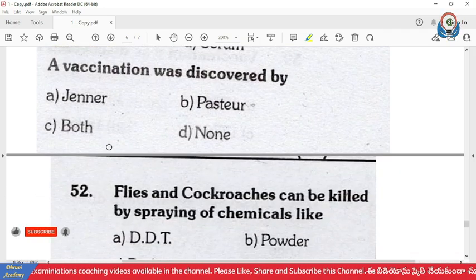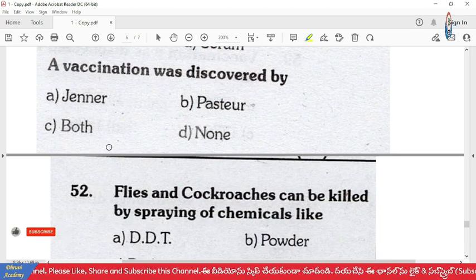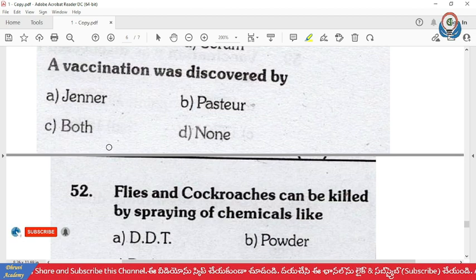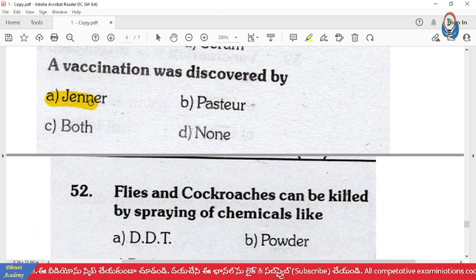Next, vaccination was discovered by whom? Is it A, Jenner, or B, Pasteur, or C, both, or D, none? The answer is Jenner. The vaccination was discovered by Jenner.